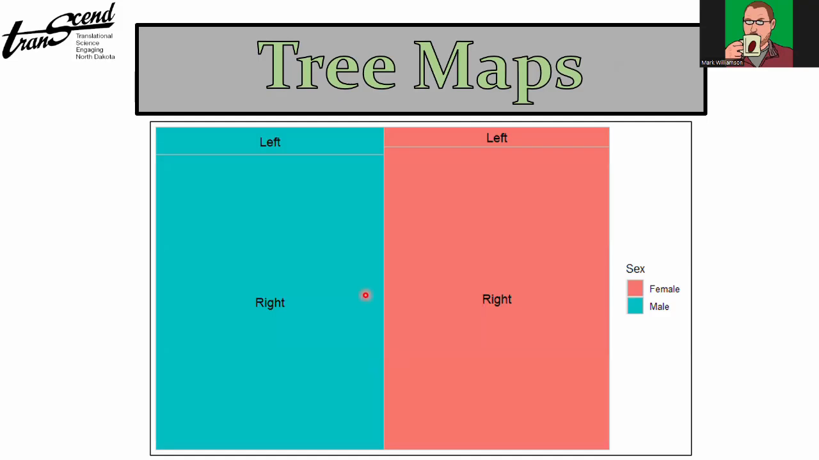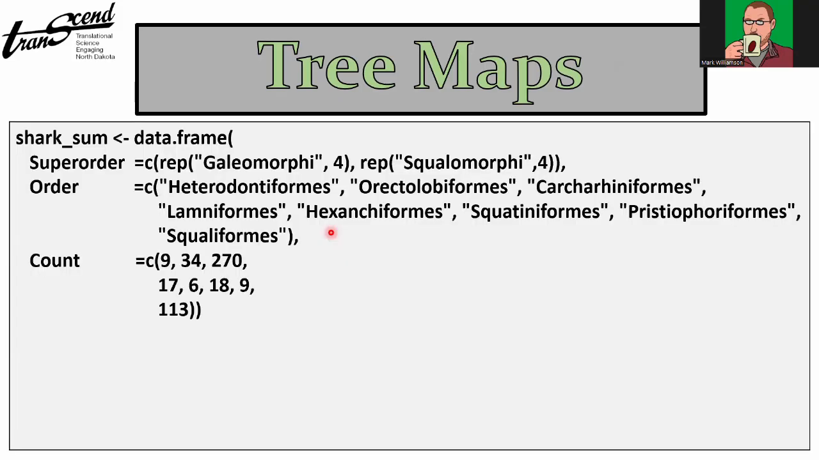We can see that the ratio of sex is about equal, given the colors, the male and female being about the same size. And you can see here that most people are right-handed, few are left-handed, though slightly more men are left-handed than women. Let's do a little bit more exciting data set for tree maps.